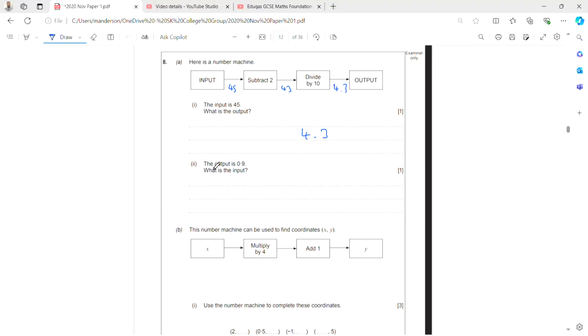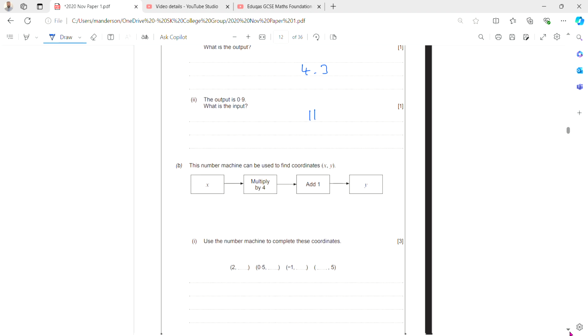I then need to work out what the input is if the output is 0.9. So this time we're going to be working backwards, and if we work backwards we do the opposite. So divide by 10, the opposite of that is times by 10, and subtract 2, the opposite of that is add 2. So I'm going to start off with 0.9, times that by 10 gives me 9, because I move the decimal point in one place, and 9 add 2 gives me 11. So my answer is 11.